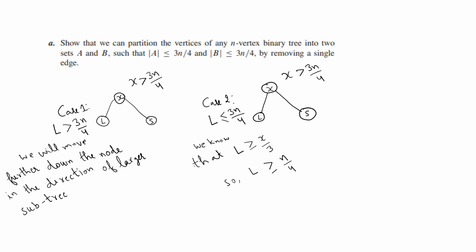In case 2, this L can be less than or equal to 3n by 4. And again, x is assumed here to be more than 3n by 4. If x is more than 3n by 4, then as we know that L is always greater than or equal to x by 3, L will also be greater than or equal to n by 4, as x is greater than 3n by 4. So we know that whenever we move from a node above 3n by 4 to a node below 3n by 4, it will also be greater than or equal to n by 4. So whenever case 2 appears, we will remove the edge between x and L, and we will get the two partitions we need.